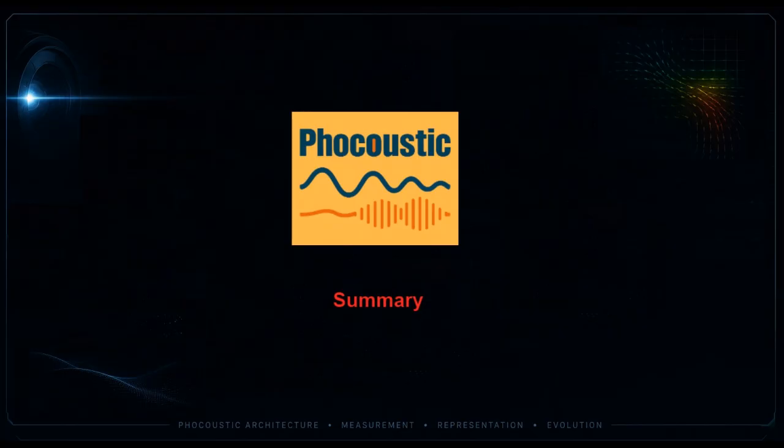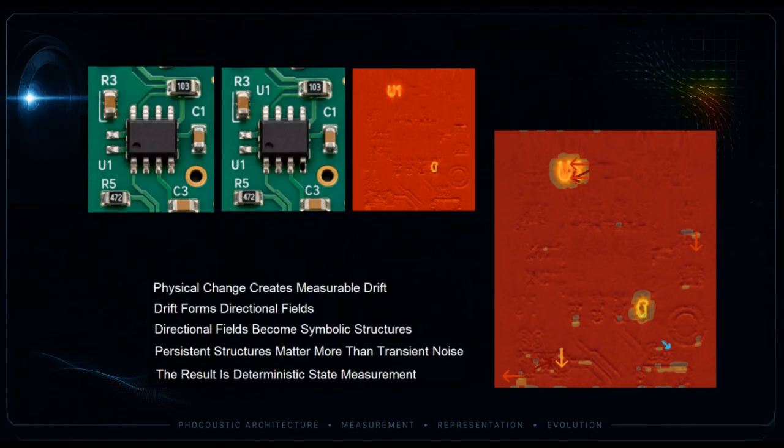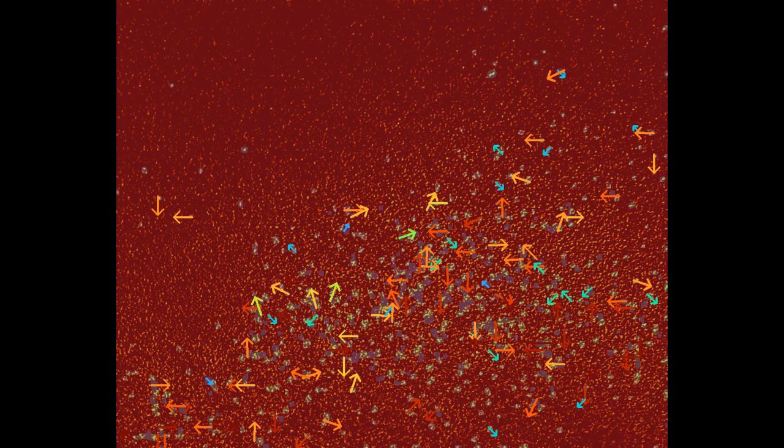Across each domain, the system operated through the same measurement-centered architecture. Instability fields were extracted relative to governed reference states. Persistence and coherence behavior were evaluated deterministically, and symbolic field representations were generated from measured physical variation rather than probabilistic object inference alone. Phocoustic approaches inspection as a deterministic measurement problem.